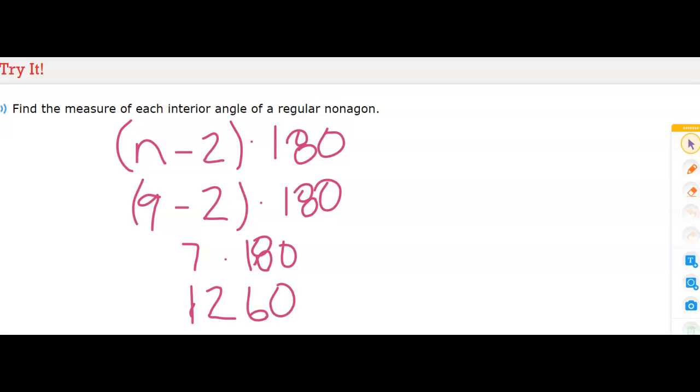1,260. And then we take the sum of the angles, 1,260, and divide it by the number of angles in the shape, which is 9. That divided by 9 is 140. So each interior angle in the polygon would be 140 degrees.